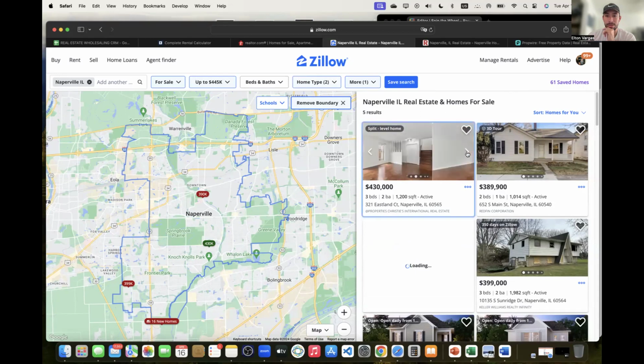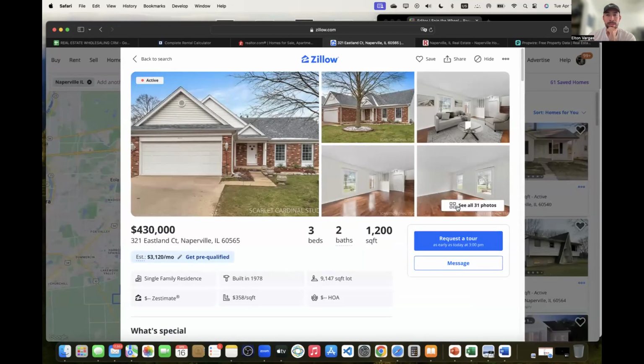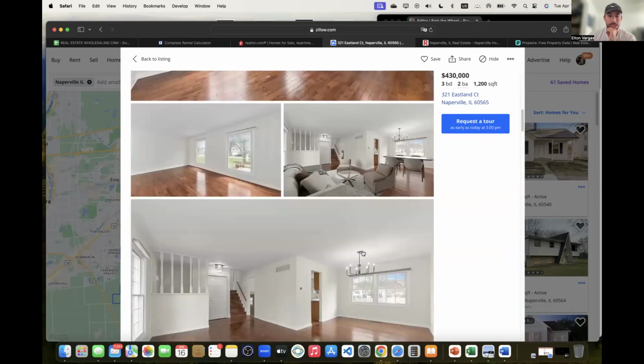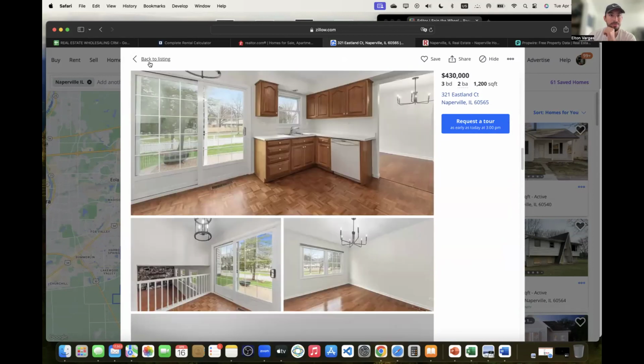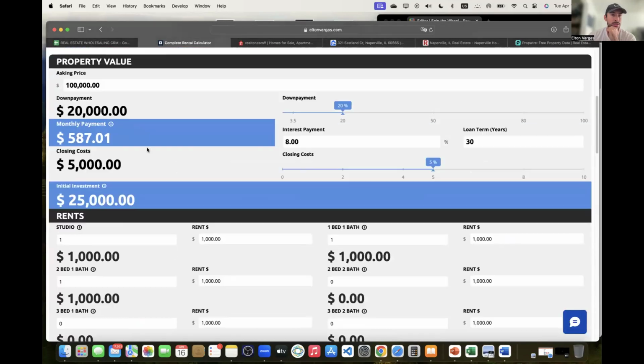Let me look into this one really quick. This is a really good one. It looks like it got digitally staged, so this is digitally put into it. Really great shape. The way I would analyze it is, first thing, get the price. It looks like they're selling the property for $430,000.